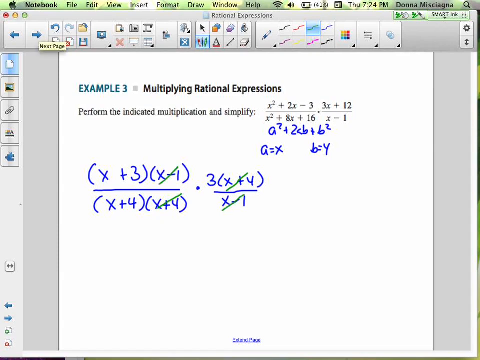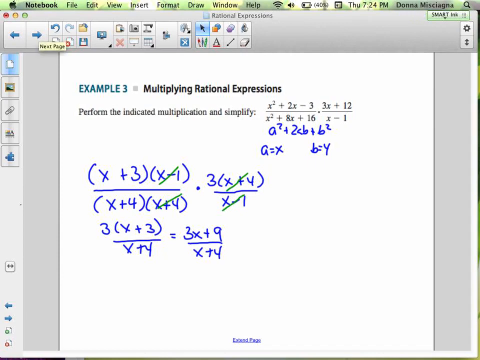Now we've got something pretty easy to take care of, right? So we've got 3 times x plus 3 divided by x plus 4. Well, that's pretty easy. 3x plus 9 over x plus 4. So always check to make sure you can't reduce first before you multiply. It's just easier.